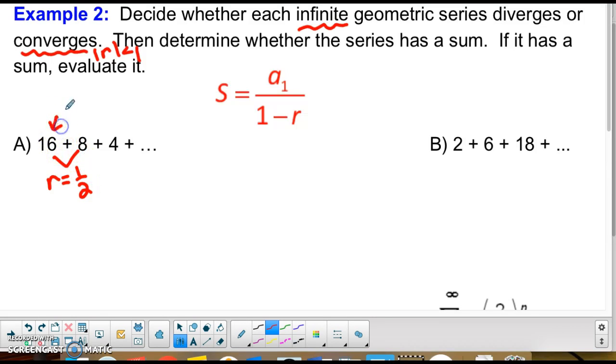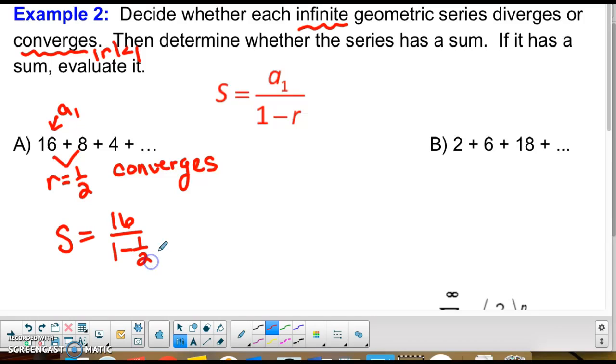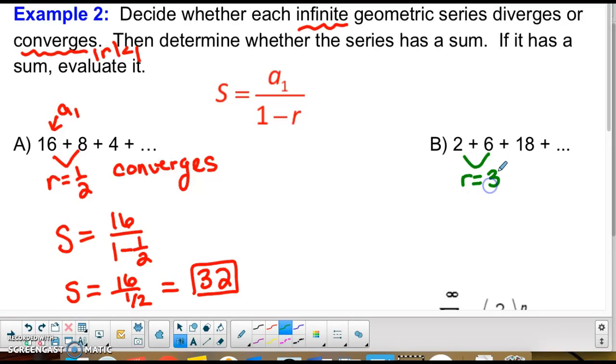We know the 16 is our A1, so this is a converging sum. And so we can go ahead and find the sum by taking that first term and dividing it by 1 minus 1/2. So that sum is going to be equal to 16 divided by 1/2, which is equal to 32. If we look at the next one over here, we see that we have a multiplier of 3. That is greater than 1. So if it's infinite, we have no sum.